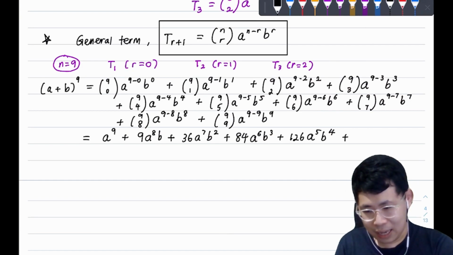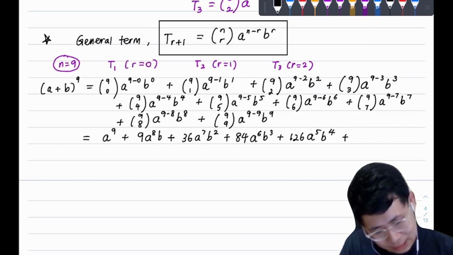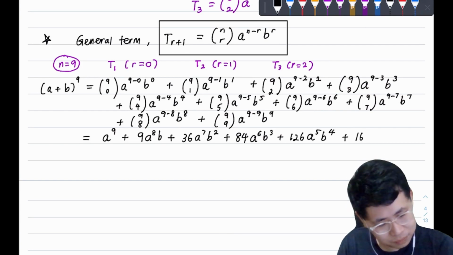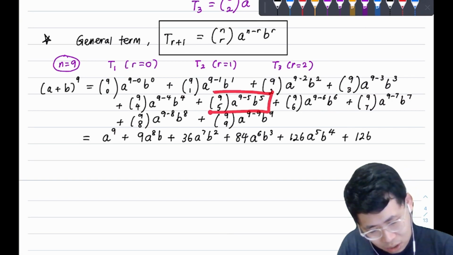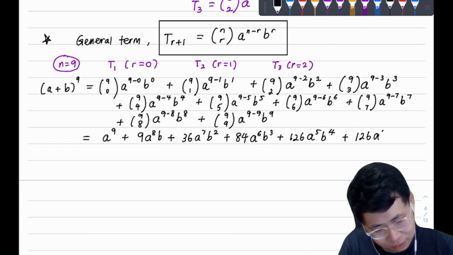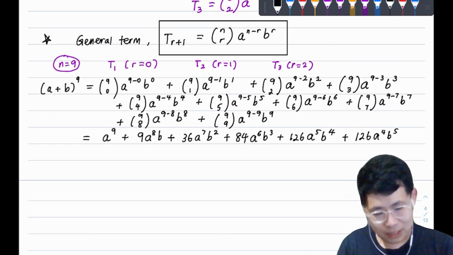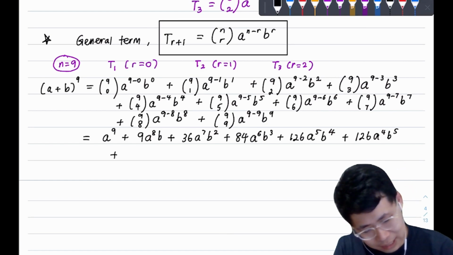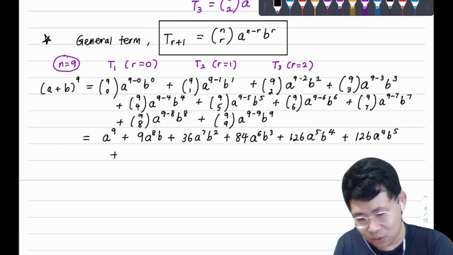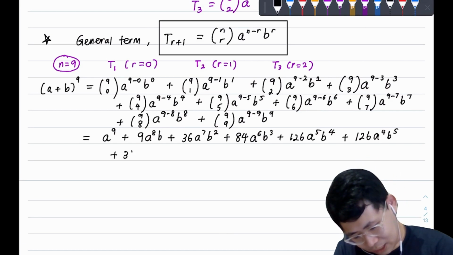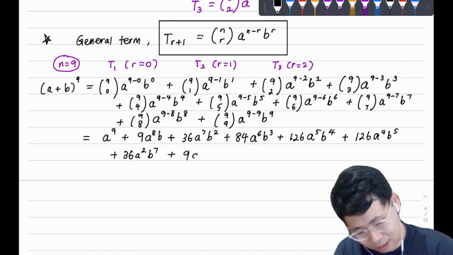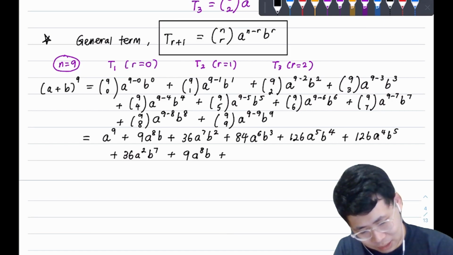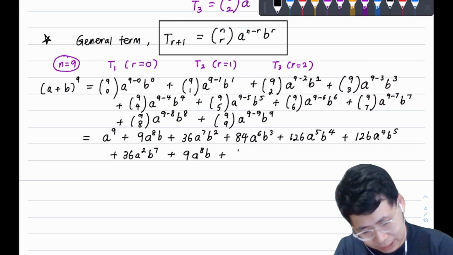Next one, let's do 9 choose 5. 126. So 126, 9 choose 5 of a to the power of 4, b to the power of 5. Next one, 9 choose 7. So 9 choose 7 is 36. So 36 a to the power of 2, b to the power of 7. Then 9 a to the power of 1 and b to the power of 8. Then plus 1 of b to the power of 9, like that.